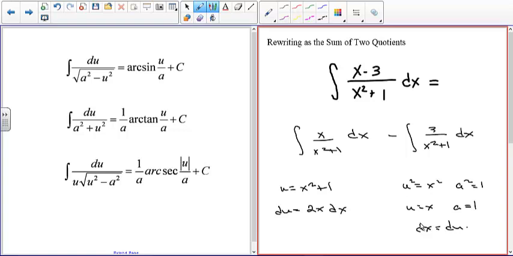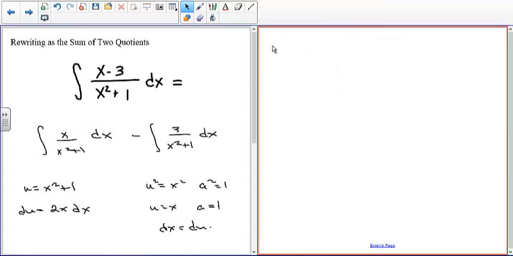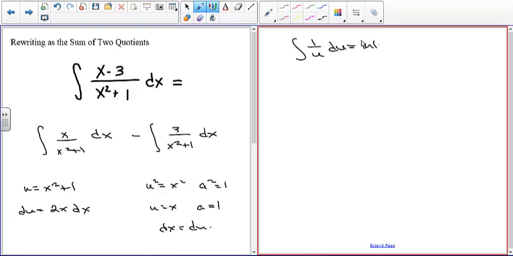For this one, I'll write the two formulas down that you'd have in your book. For the left-hand side, the formula is that the integral of 1 over u du is equal to the natural log of the absolute value of u plus c, and the one on the right is the integral of 1 over a squared plus u squared du, which is equal to 1 over a times the arctangent of u over a plus c. So those are the two formulas we're going to fit it into.